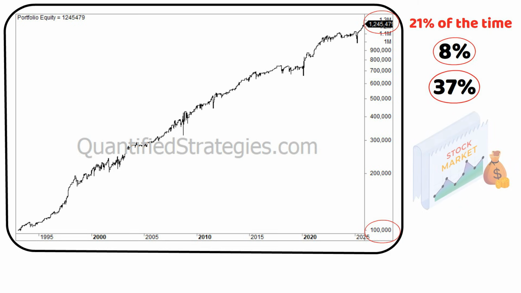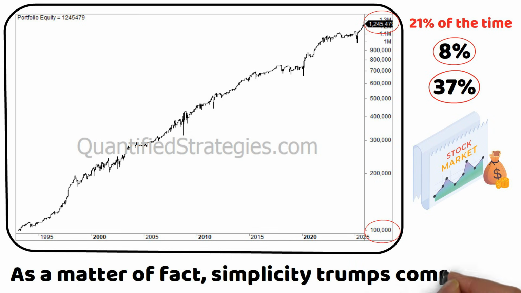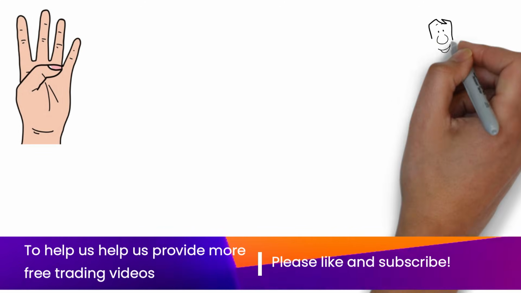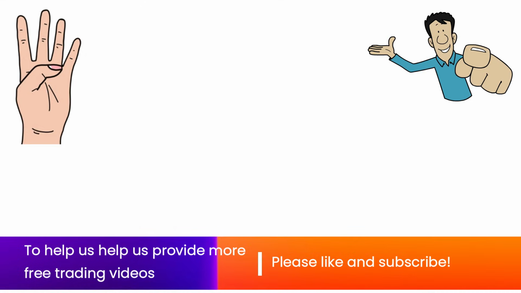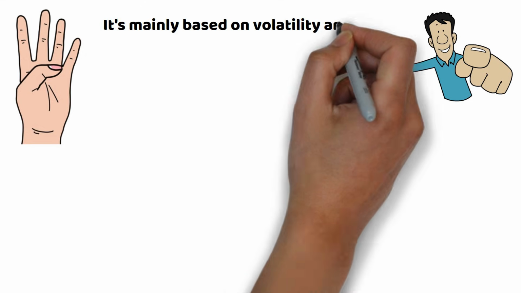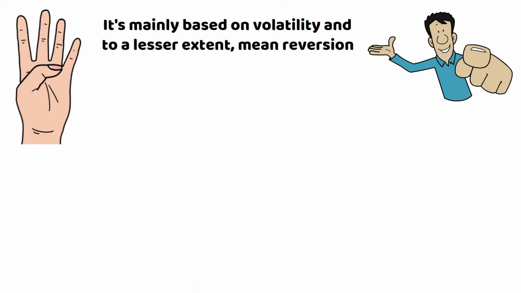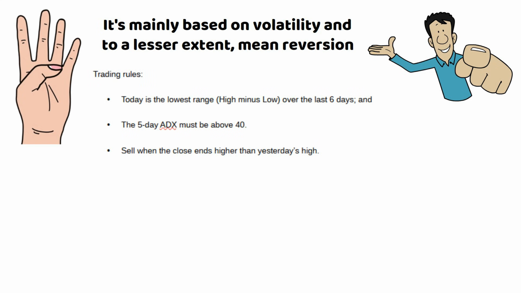Again, it shows that simplicity works in the stock market. As a matter of fact, simplicity trumps complexity. Let's go to today's fourth strategy. This one is a bit different compared to the first three because it's mainly based on volatility and, to a lesser extent, mean reversion. These are the trading rules.